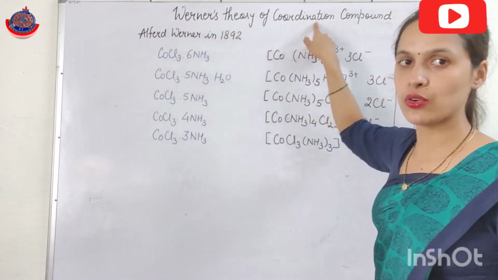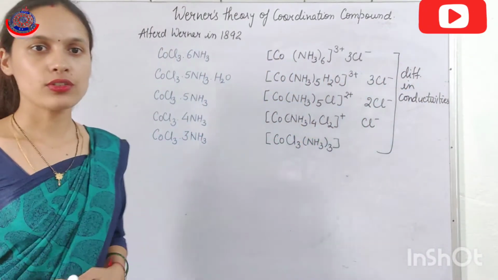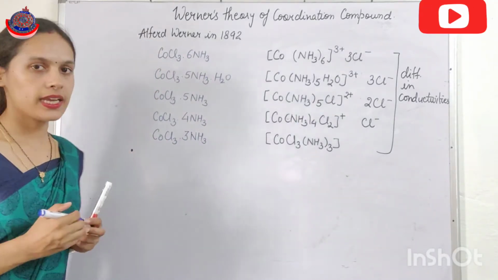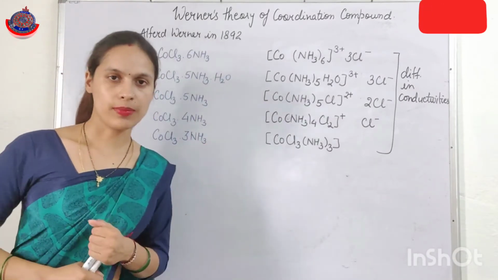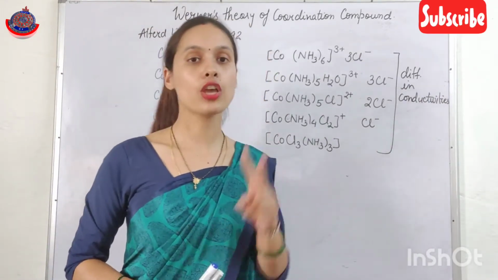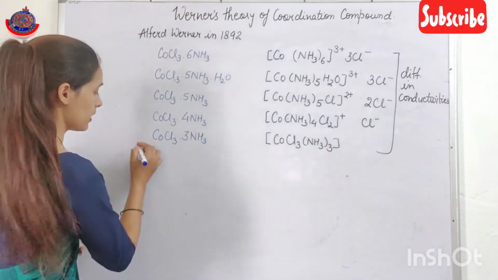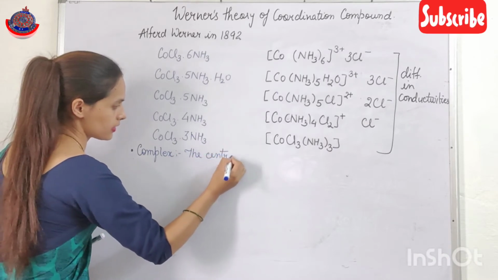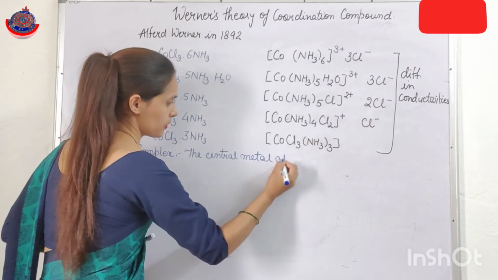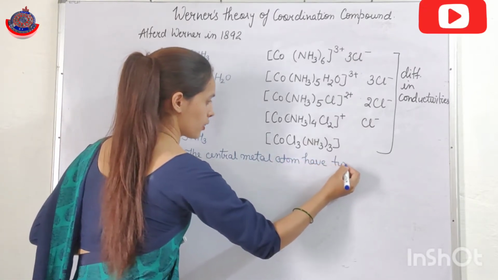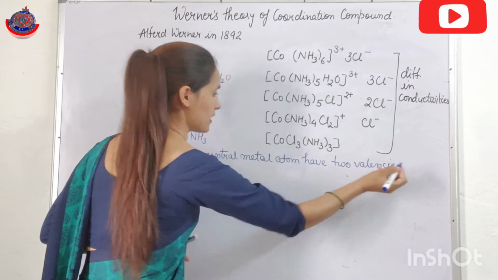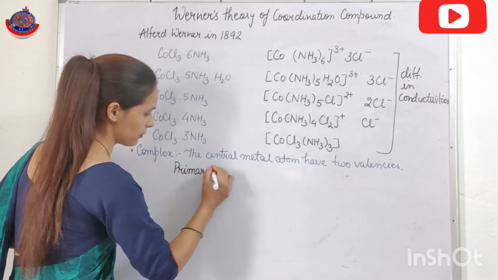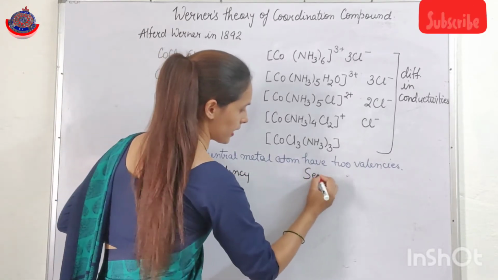which is known as Werner's theory of the coordination compound. The main postulates of Werner's theory of the coordination compounds are, the very first postulate is that the central metal atom in the complex has two valencies. दो valencies होती है, primary valency and secondary valency.